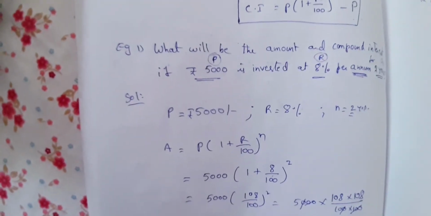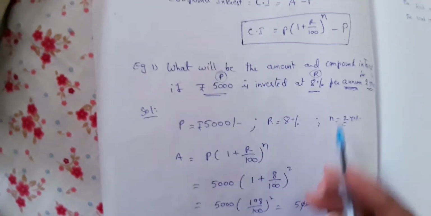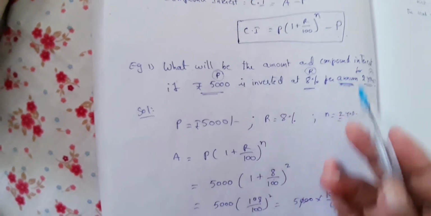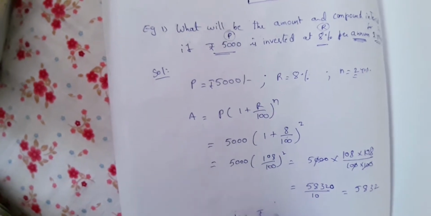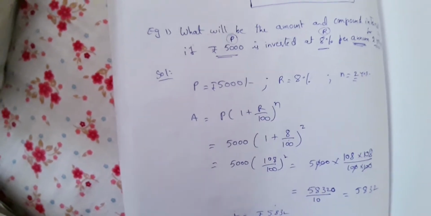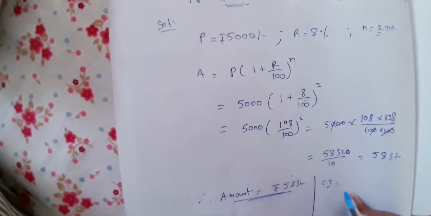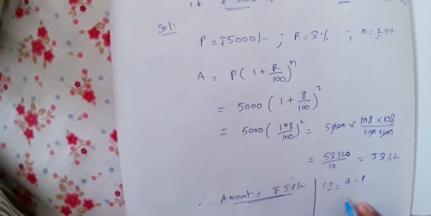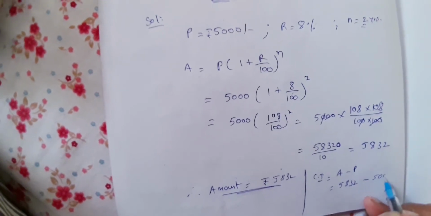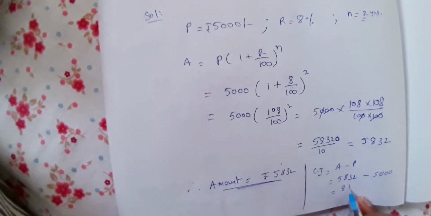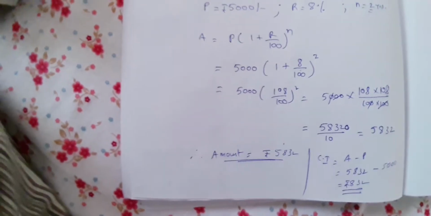They are asking to find out amount as well as compound interest, both, is not? So therefore amount is equal to rupees 5,832. We have to highlight the answer. Then compound interest is equal to amount minus principal. So 5,832 minus 5,000. So that is equal to 832. So rupees 832 is the compound interest.